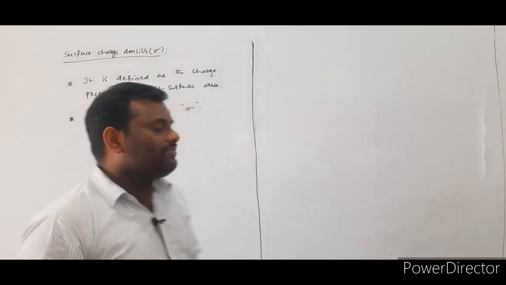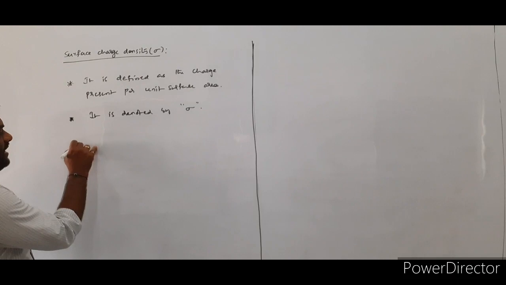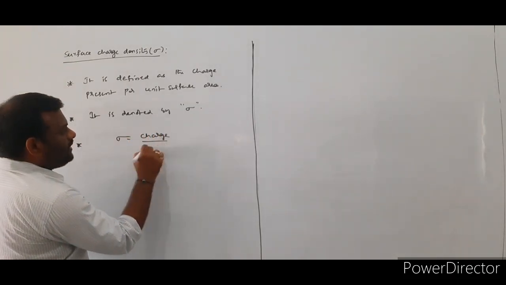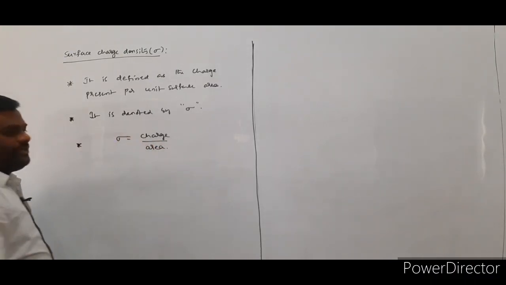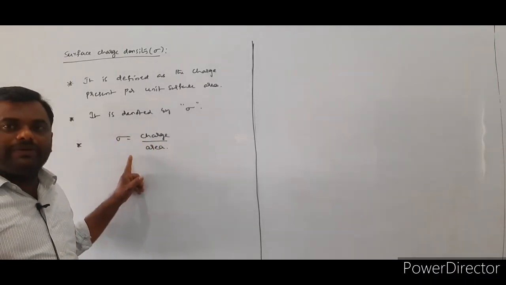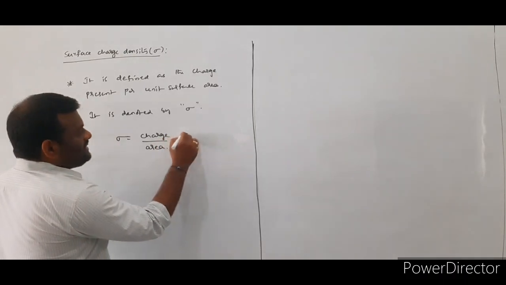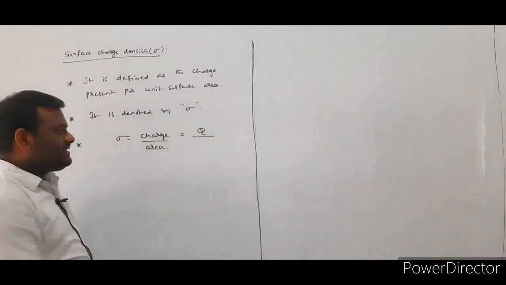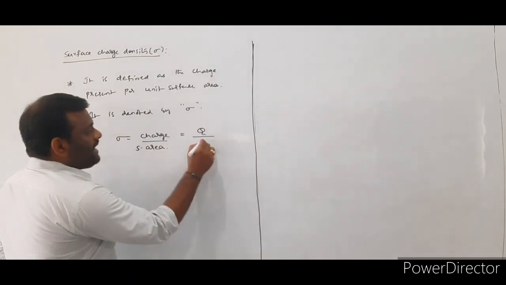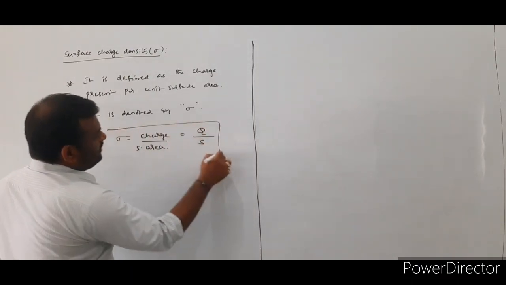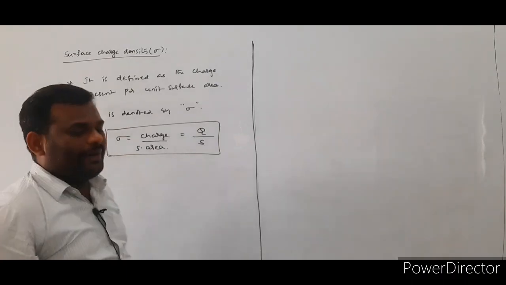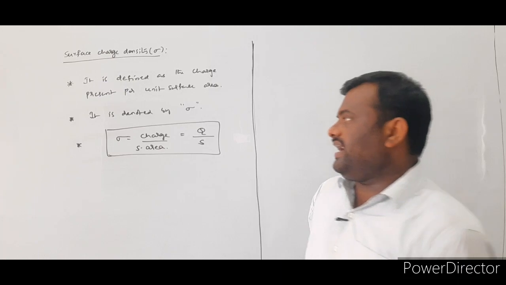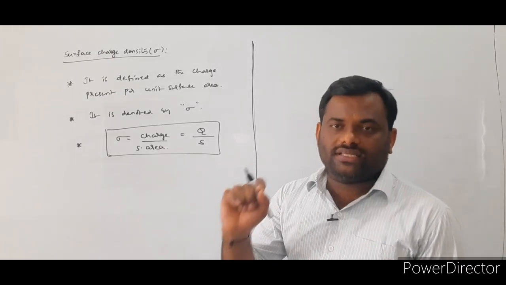How can we define sigma here? Sigma is equal to charge per unit area. If we assume that Q is the charge present on the given surface and the surface area is S, therefore sigma is equal to Q by S. Like that we define surface charge density.